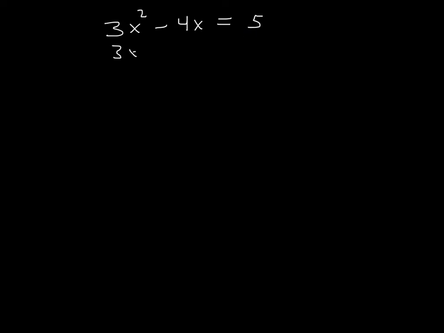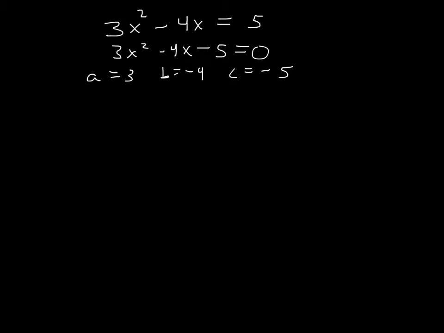We're gonna go 3x squared minus 4x minus 5 equals 0. So I'm subtracting 5 from both sides, moving this 5 over to the other side and calling it negative 5, like that. Okay. Now we're back to that same format that we've been doing, where A equals 3, B equals negative 4, and C equals negative 5.